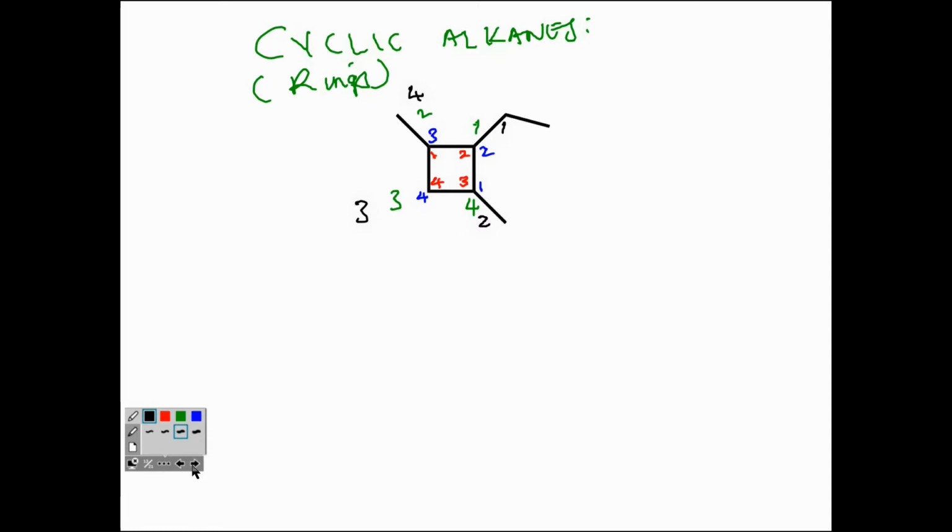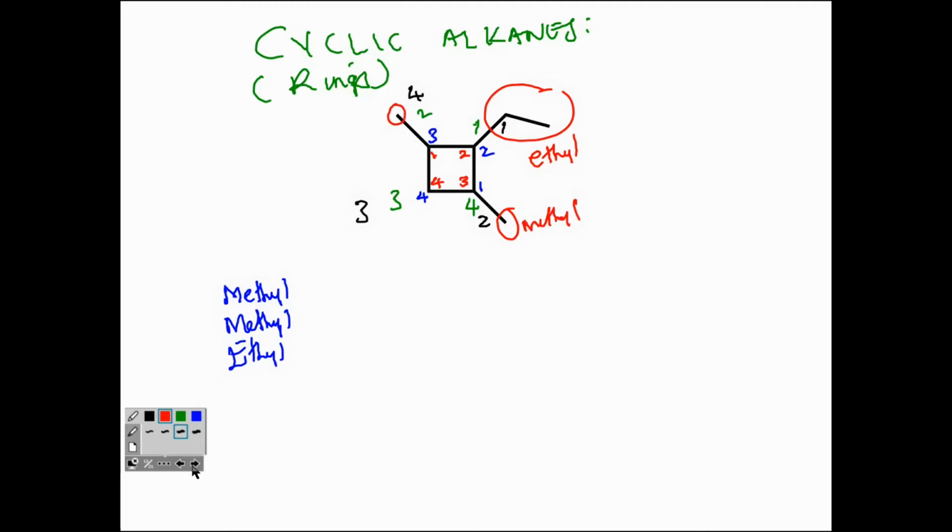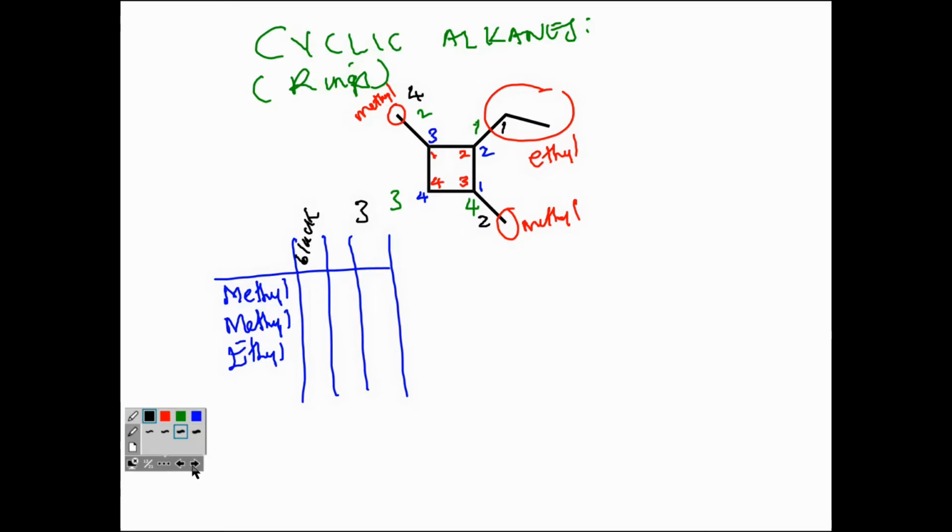Let me just write the substituents here. You have 2 methyls on the ring, and you have an ethyl, because this one here is an ethyl, and these 2 are methyls. So following the black numbering, the ethyl is going to be on carbon number 1, and the 2 methyls are on 4 and 2.